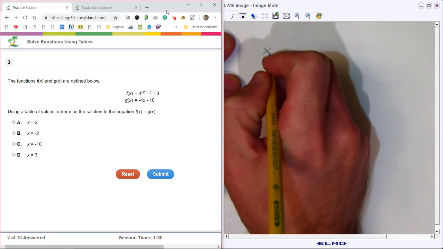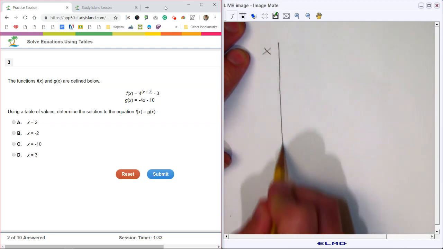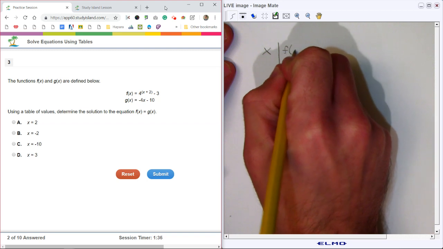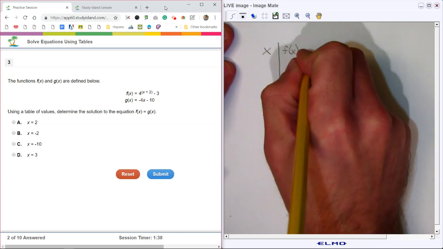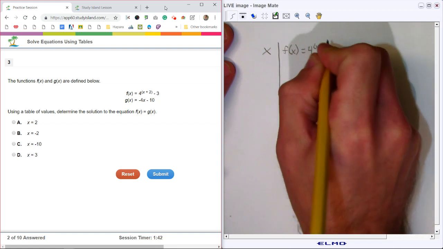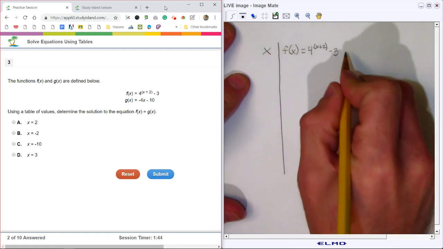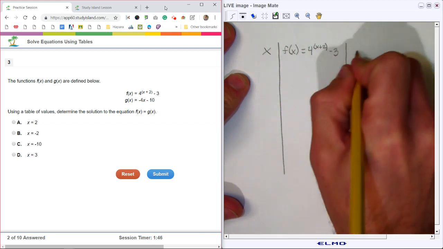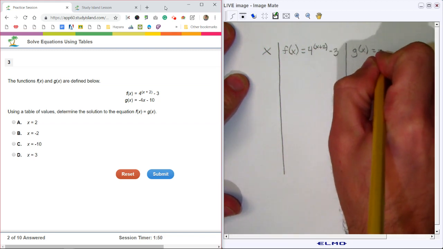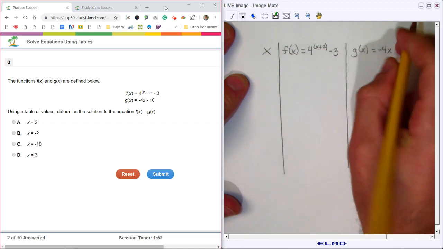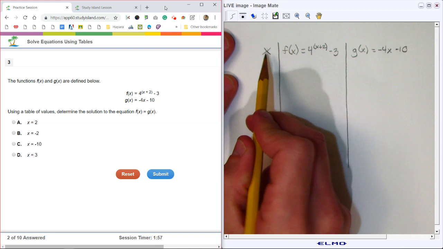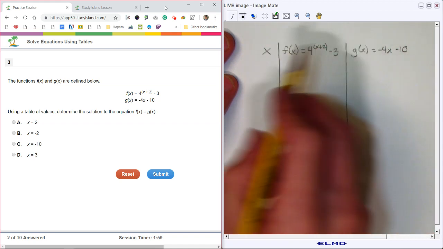That's our input value. The next column is going to be one of our functions. We'll say f of x, which in this case is 4 to the power of x plus 2, minus 3. Our other function is g of x, which in this case is simply negative 4 times x minus 10. So we have three columns: input value, and then one column for each function.